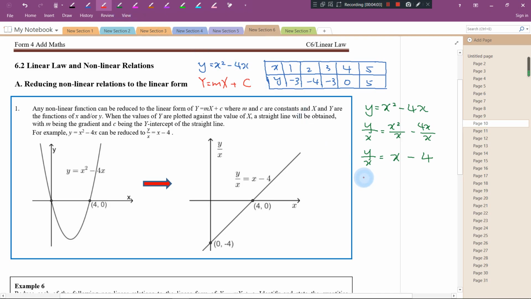Now compare with the form y equal to mx plus c. We know that if we draw a graph of y over x against x, we get a straight line with a gradient of 1, and the y-intercept here will be negative 4. To draw this graph, we need the value of y over x. What we should do is add one more row here.